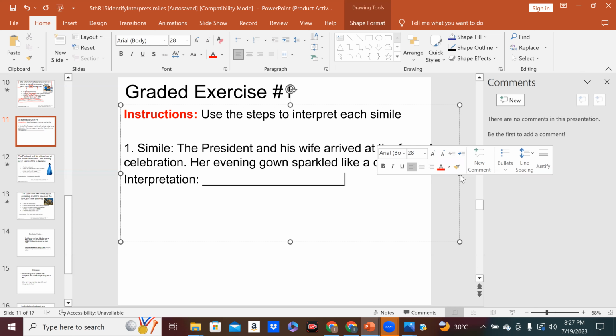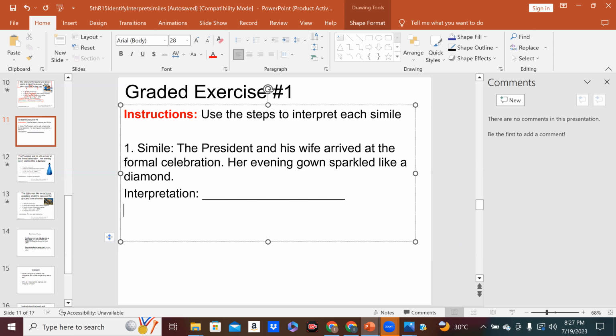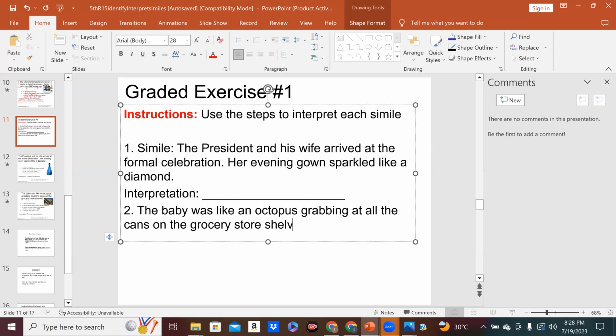Number two. The baby was like an octopus grabbing at all the cans on the grocery store shelves. That's the simile. I want the interpretation.